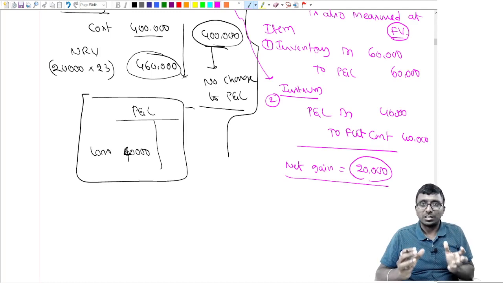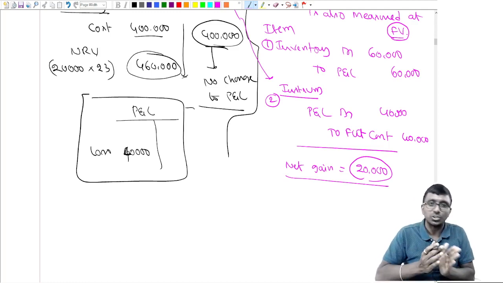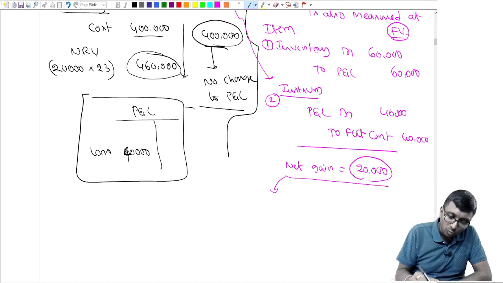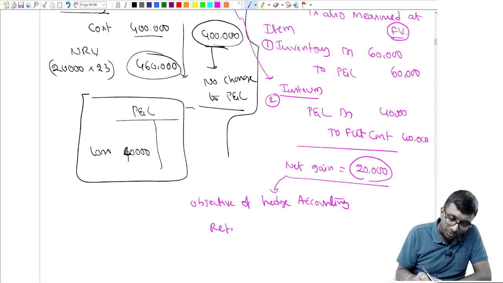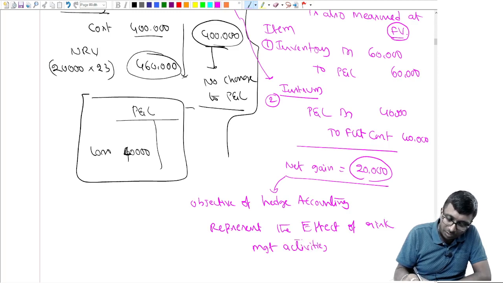we are supposed to reflect the real position. Our hedge accounting should reflect the real position. So what do we say is the objective? What is the objective of hedge accounting? It should represent, it should reflect. Reflect the effect of what? Risk management activities. Risk management activities of the entity.